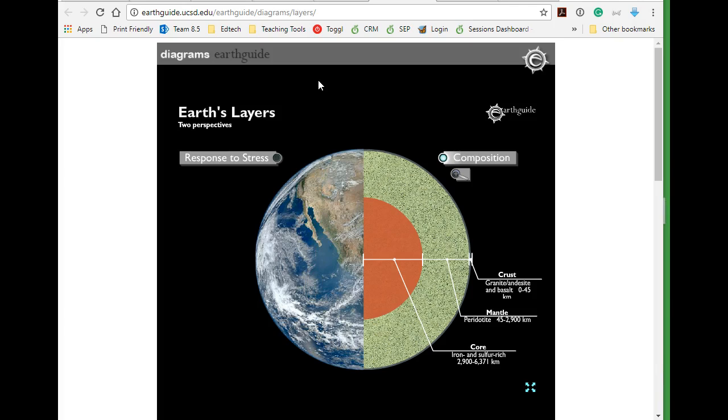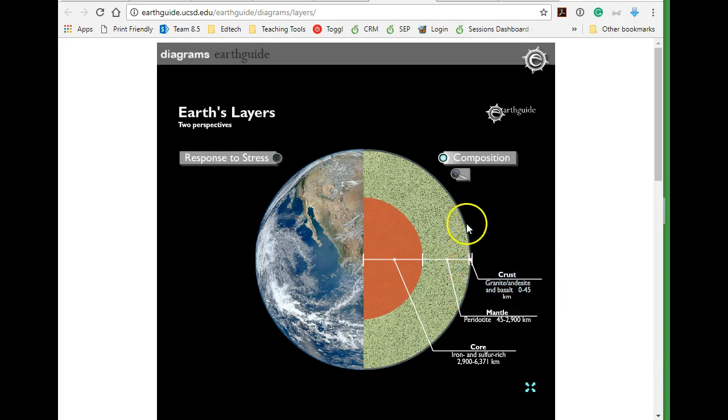When we think about composition, we're thinking about things like the types of rock that we'll find at the different layers here in planet Earth, or we might talk about the particular elements from the periodic table that we'd find at the different layers within Earth. So if we take a look, we have three different main layers here.